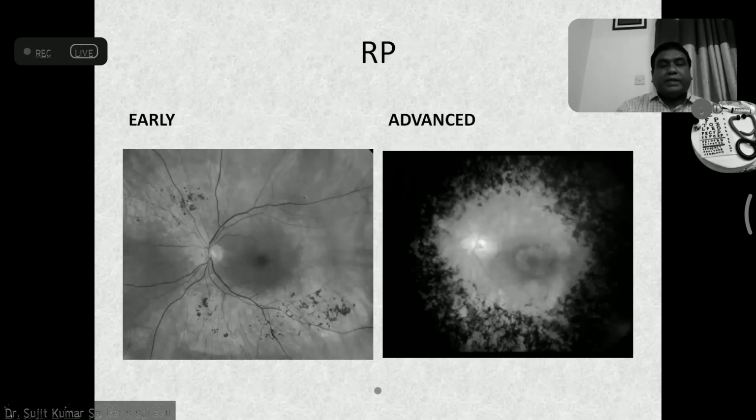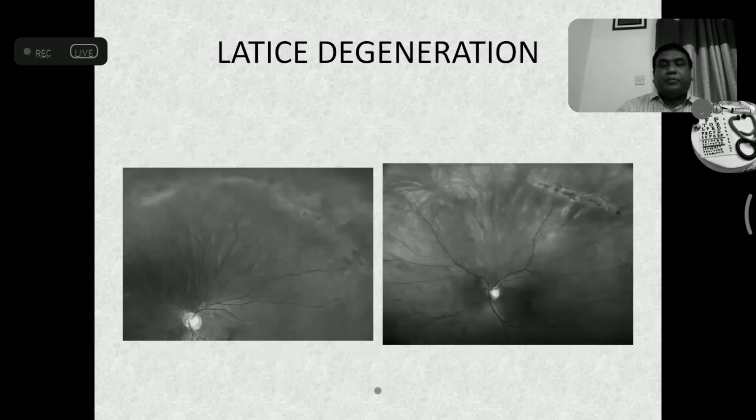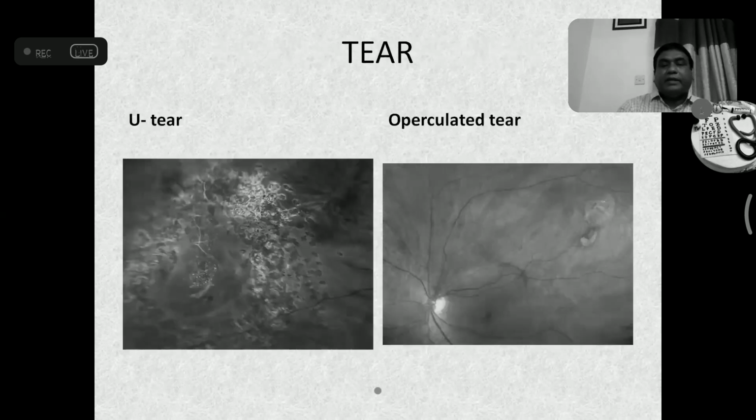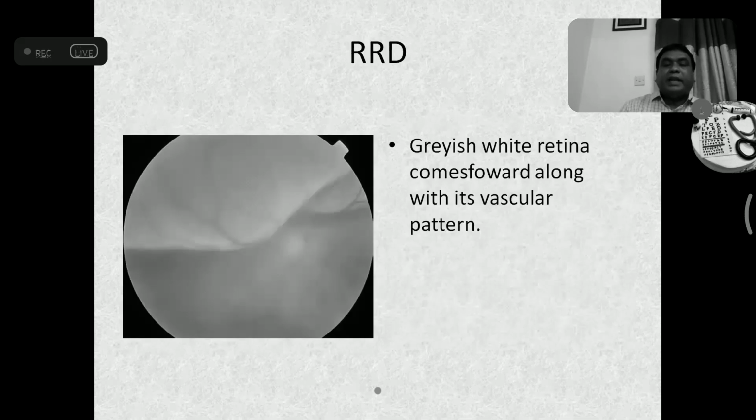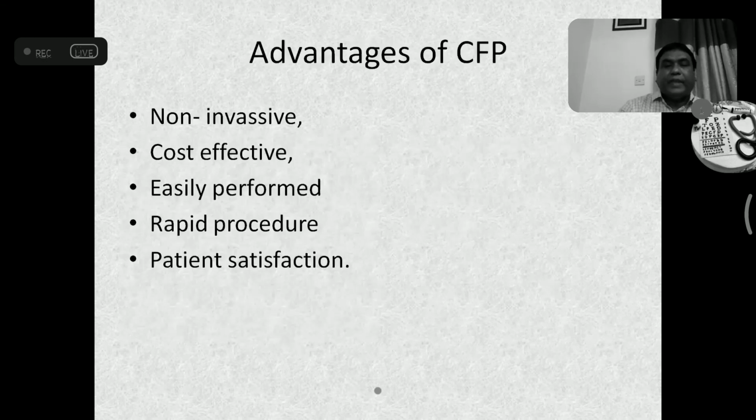Retinitis pigmentosa in an early stage, and degeneration is present. And this is the operculum phase. And this is the rhegmatogenous retinal detachment, where the grayish white retina comes forward along with a macular pattern. This is the retinal detachment.